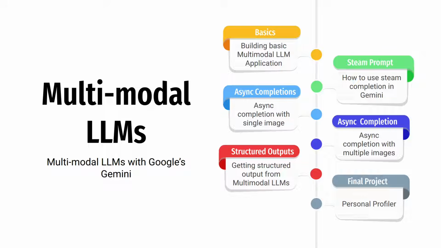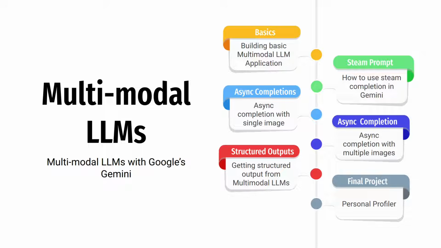But for now, I just want us to focus on how to work with multimodal LLM applications using Google Gemini. You're going to look at the very basics of Gemini and how to work with multimodal LLMs. You're going to look at stem prompt, asynchronous completions with single images, and asynchronous completion with multiple images. Basically, you can submit an image and then the multimodal LLM can work with text or images. So we're going to see how we can do all of that. You're also going to be looking at how to get structured output from multimodal LLMs. And finally, we're going to take all those concepts and build a very final project, which is very, very interesting.